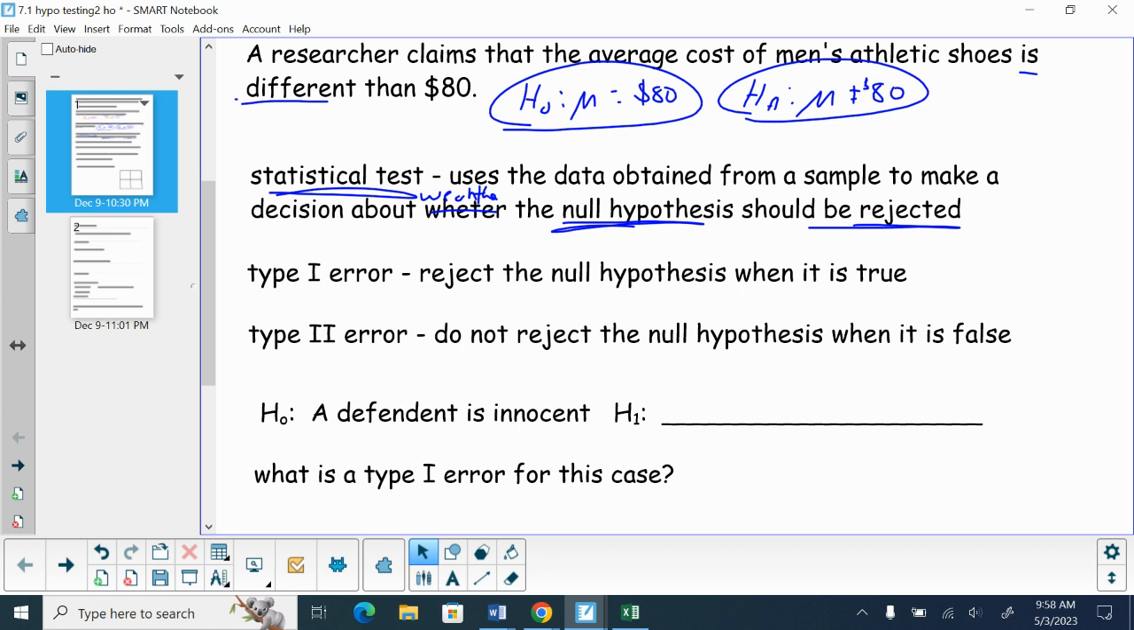If we reject the null hypothesis, we reject it when it's actually true. We reject something and say it's false, but it actually is true. The second one is we do not reject a null hypothesis when it's actually false. That's a type 2 error. We'll be dealing with mainly type 1 errors. Type 2 errors are for Stats 2. Type 1 error: you reject the null hypothesis when it's actually true.